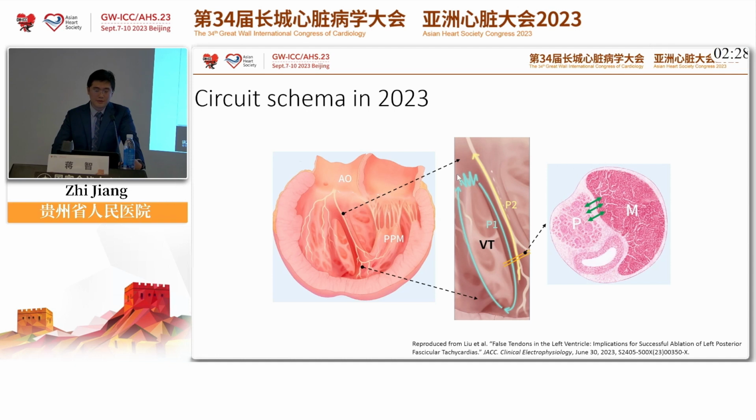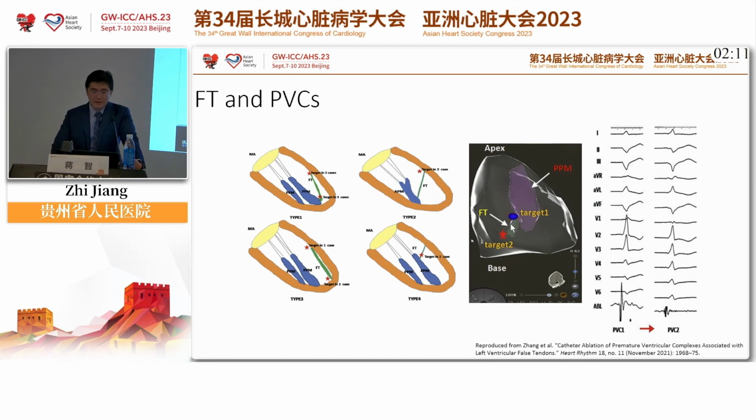The location of the slow conduction they hypothesized coincides with the previous CMR results, in which the scar formation was located in this region. And as the false tendon contains myocardium and Purkinje fibers, it is no surprise they can produce PVCs, premature ventricular complexes. In 2021, Dr. Jiang Lin published a Heart Rhythm paper.